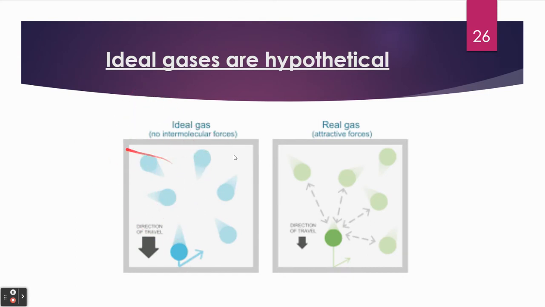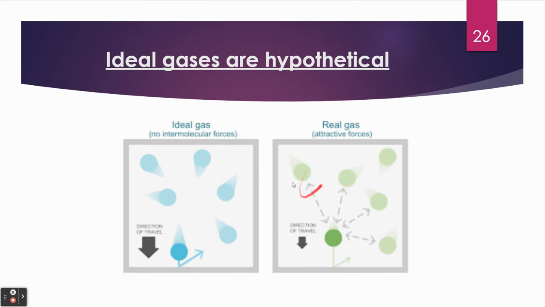And so again, here you can see just a comparison of ideal gases versus real gases. So again, ideal gases are hypothetical. We're going to use them to explain the behavior of gases that we deal with every day, but they're not real. So for example, we say that there's no attractive forces between the gas particles. There's no intermolecular forces, for example, that will hold the gas particles together.